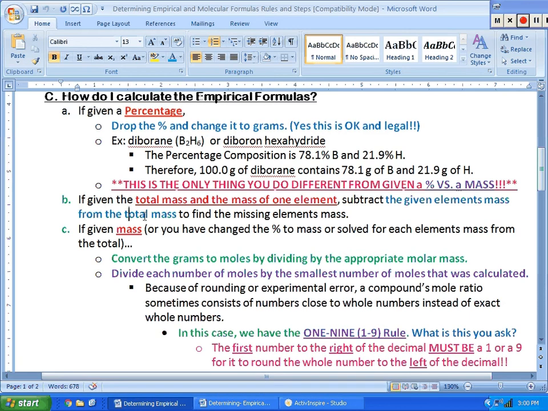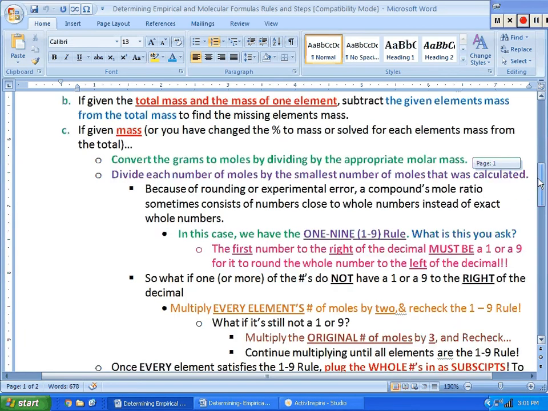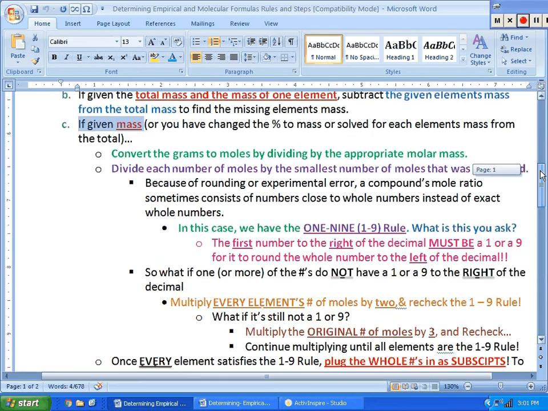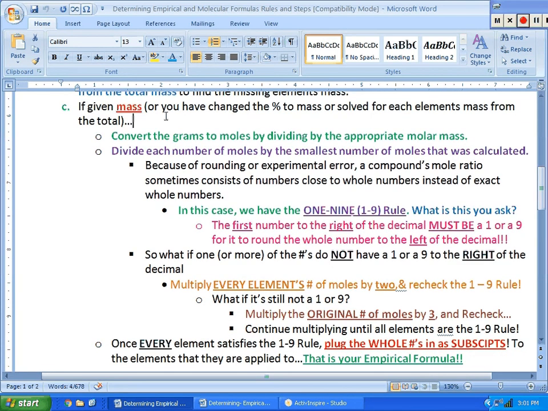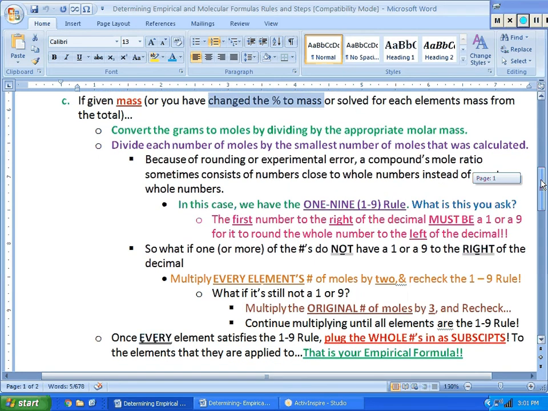Now, read right here this big, bold, purpley pink line for me, Lily. Right there. All right, so here's what I need you to do. Do y'all see where it says letter C down here, if given mass? That's where I want you to go. We're going to skip letter B. Now, it says if given mass, or you have changed the percent to mass. Haven't you already done that? All right, no. So what we're going to do now, Lauren, please read me that first little hollow bullet in green right there.